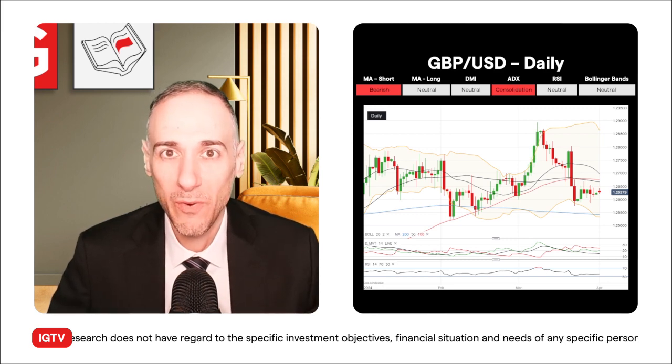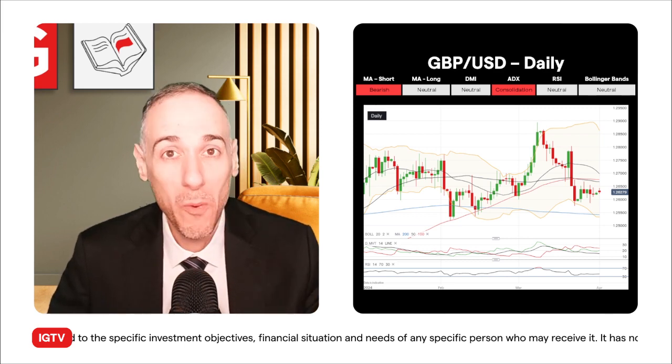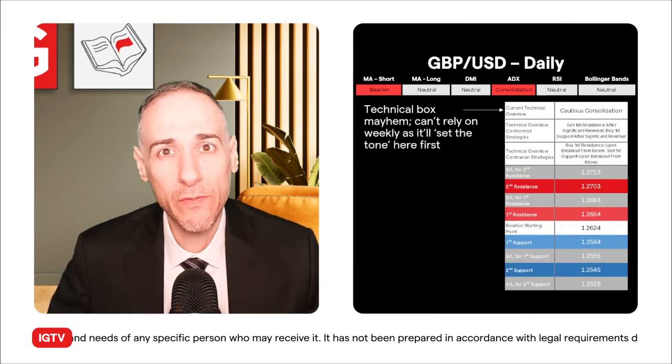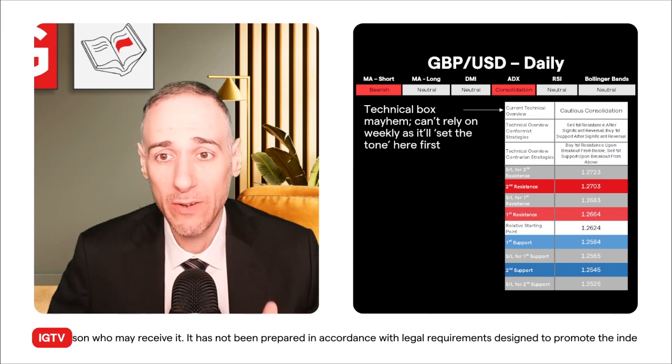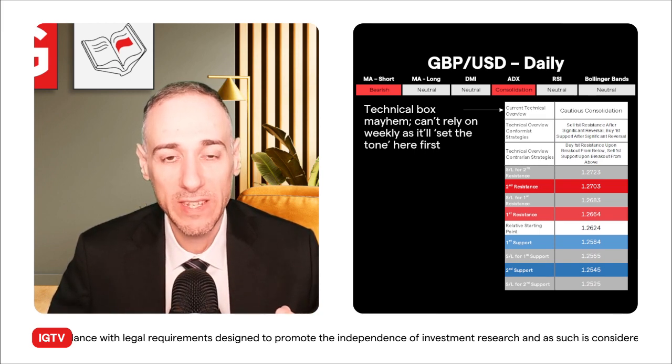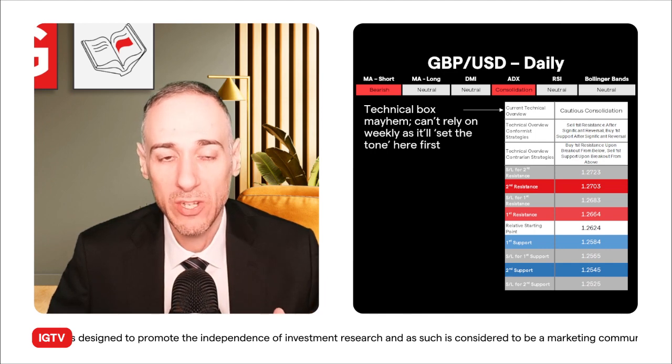It isn't the first time. We've seen it happen when it comes to the pound. Probably won't be the last time, but that just means that in the meantime, even though the overview, looking at the technical boxes and how it's come back down, is still a cautious one. Let's not forget there's a lot of mayhem when it comes to technical boxes, and you're not going to be able to, as I mentioned, rely on the weekly.